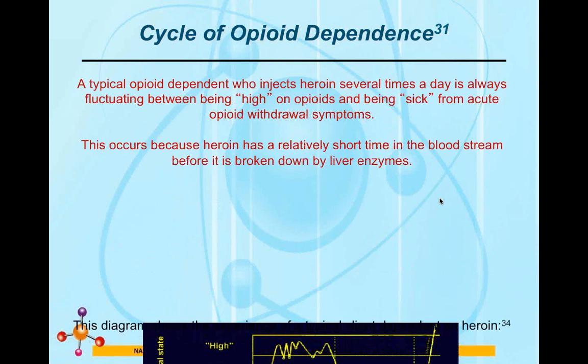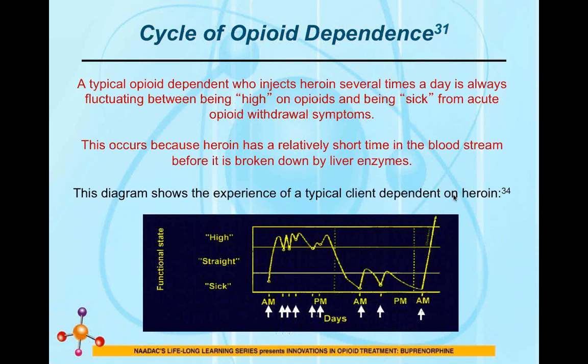So here is a visual representation of what I was just talking about. In the morning, you start to feel sick, you get a dose, you're high, then you start to come down, you get another dose, you go back up to high, you come down, you keep going in this whole process. And then for individuals who are deep into opioid dependence, they're going to stay only at sick, and when they take their first dose in the morning, that's only going to put them up to this straight category, meaning they're going to relatively feel normal.